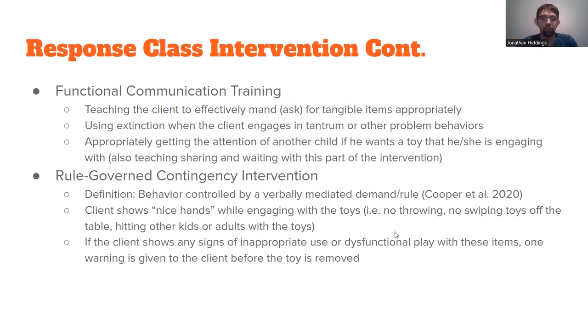More about the intervention, emphasizing functional communication training, or FCT. So teaching the client to effectively mand, or ask, for tangible items. For example, if he wants to swing, use an approximation for his language that he can use. So for swing, you can say "wing" or "ing" or something to that effect, where he is still manding for that item but can't fully say the word. We use an extinction strategy when the client engages in tantrum behaviors or other problem behaviors, so that you're reinforcing the appropriate behavior as opposed to the tantrum behavior.